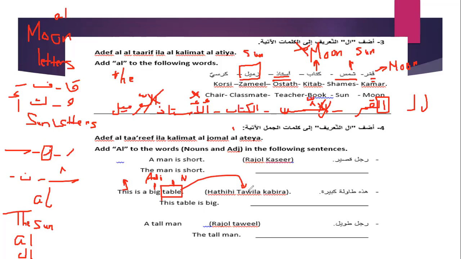What does it become in Arabic? Where do I add L? طاولة is the noun, and كبيرة is what? The adjective. How do I add L here? We only add it to the noun. Where is the noun? طاولة. Okay, the noun is طاولة. I write طاولة. What should I add to this noun? L.